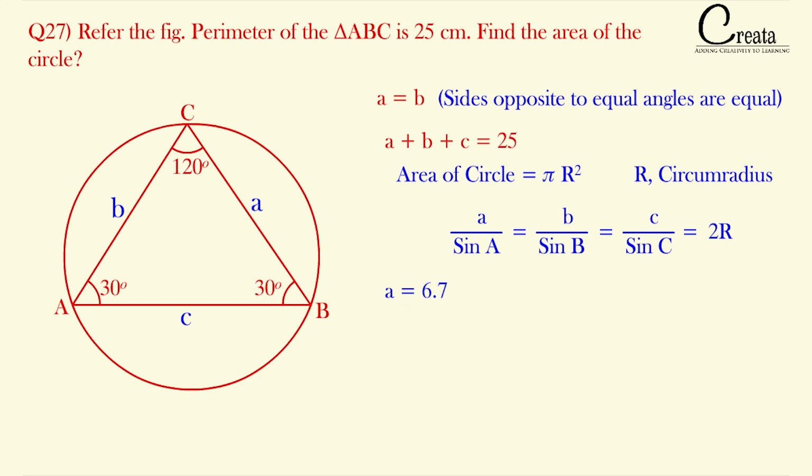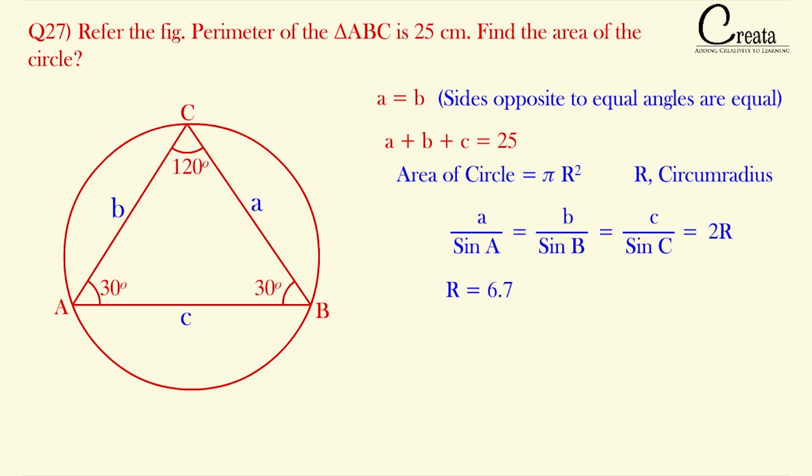Moving further, we got one side. Now we have to calculate the circumradius, that is the capital R. If we take the relation a upon sin A is equal to 2R, here we know the value of side a and angle A. Let's put the value. On solving, we got the circumradius, that is capital R, as 6.7 centimeter.